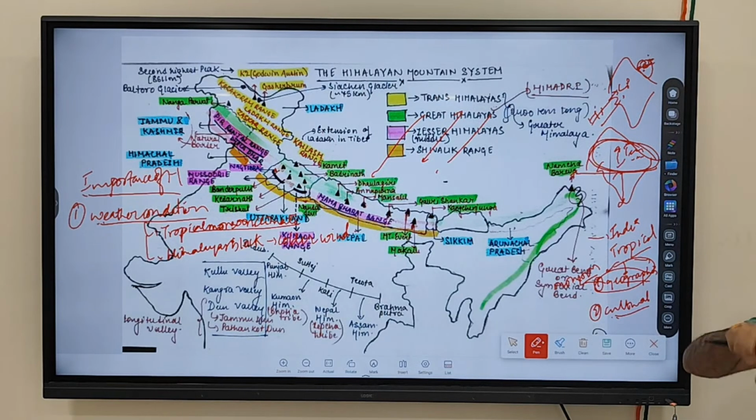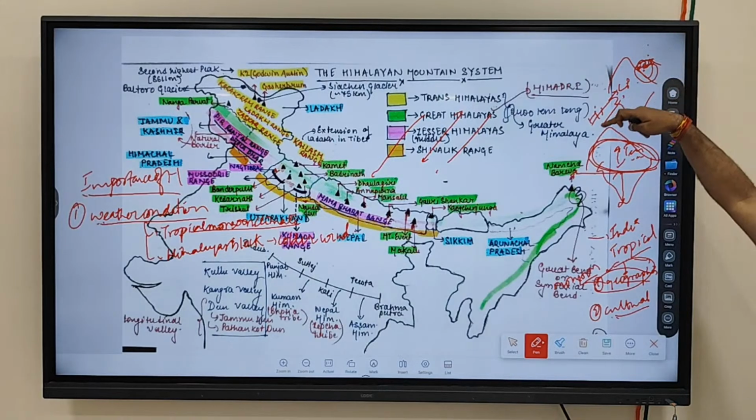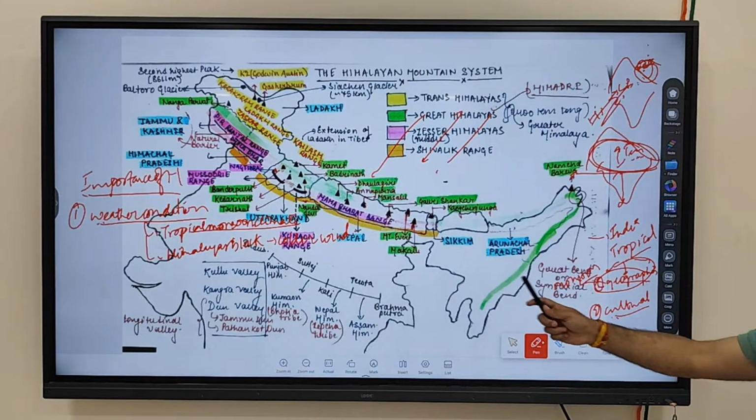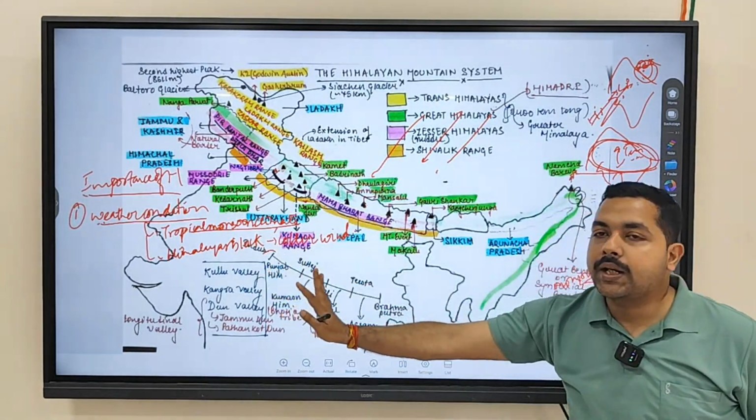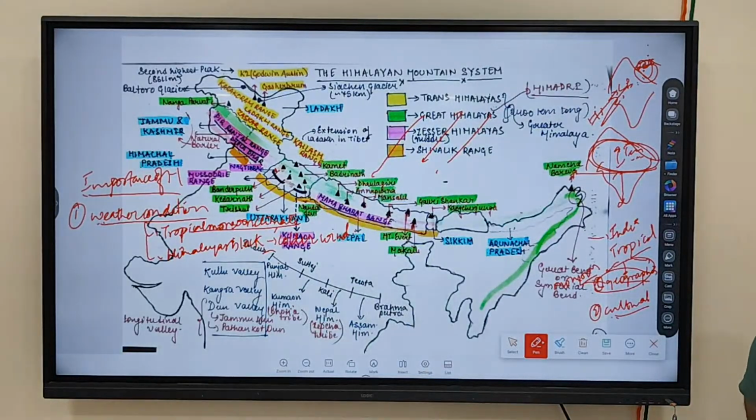So unless this region is heated, you don't see the withdrawal of the jet stream. The jet stream withdraws only when low pressure is created, and this low pressure is created because of heating. So the Himalayas help in tropical monsoon climate formation, and they block the Siberian or colder wind, which influences the weather condition of India. That is the reason India is referred to as a tropical country.